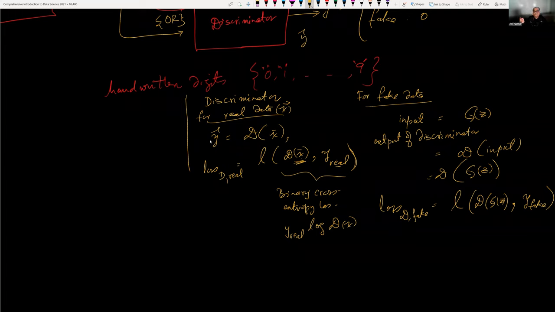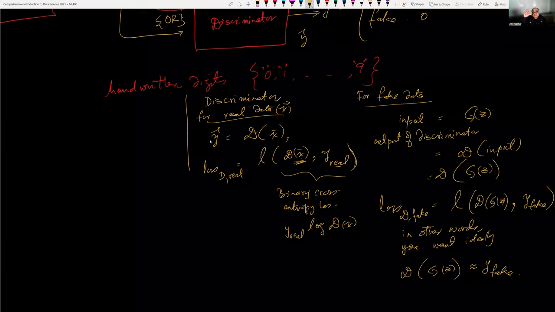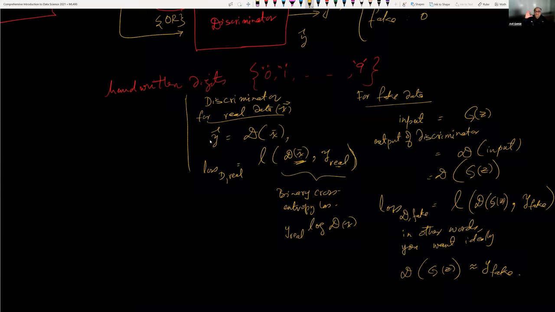If you give it fake data as input, you want the discriminator function to predict that it is fake, isn't it? In other words, ideally, D of the fake data, the discriminator function on the fake data, should produce the result saying that this is close to fake, it is fake. So while training, we do have these labels. In training, we know whether we are feeding real data or fake data. So the discriminator will try to maximize its ability to tell the fake and the real apart, isn't it? It's trying to maximize this.